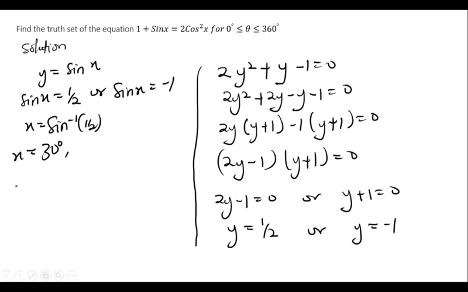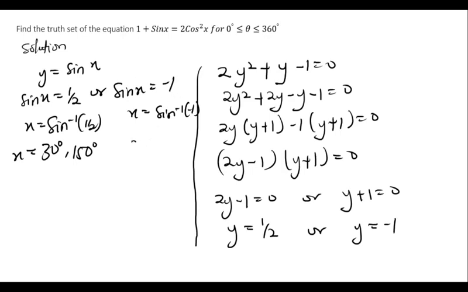Now what do you add to 30 degrees to make it 180? Okay, so that is 150. Now sine 150 is equal to half. Yes, so 150 is also part of the solution set for this. Now for x over here, we have sine inverse of what? -1. Now sine inverse of -1, that is what? -90. But then we don't need negative angles over here, so we add that -90 to 360 and we get 270. Now sine 270 is equal to -1.